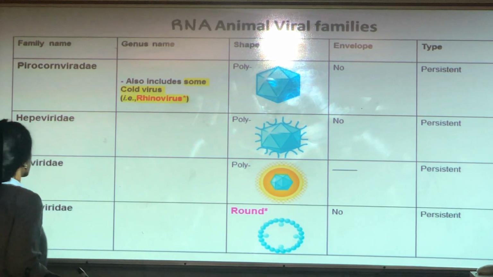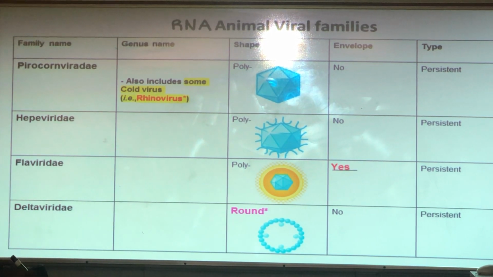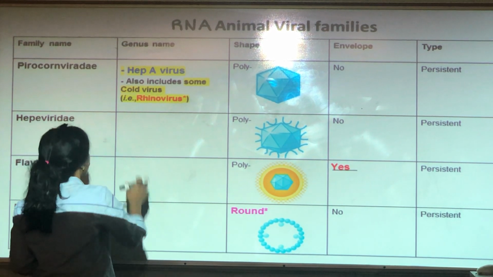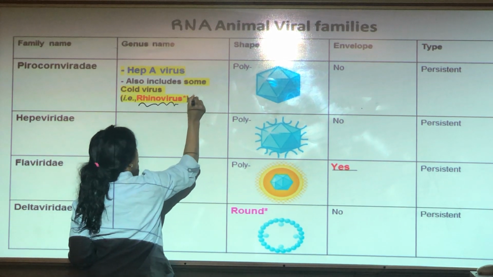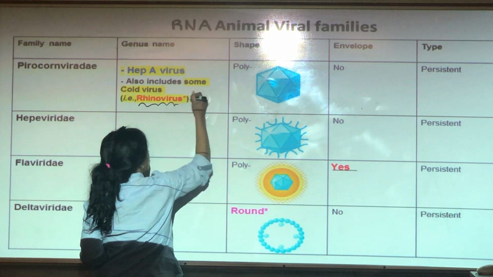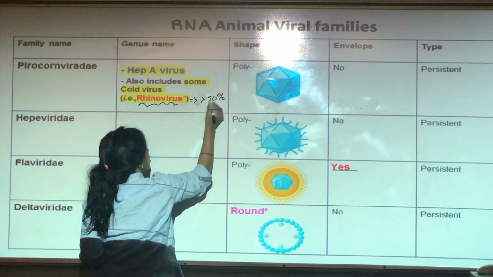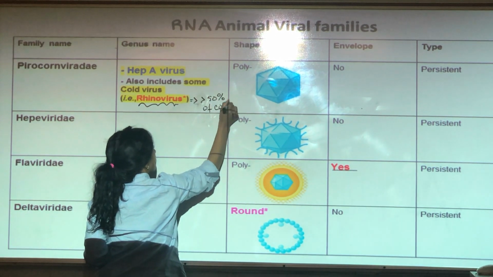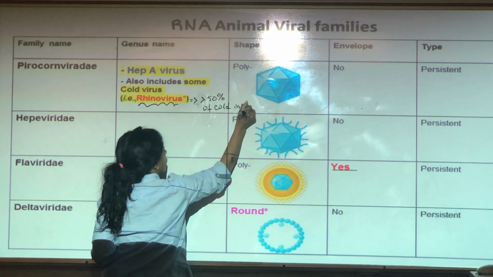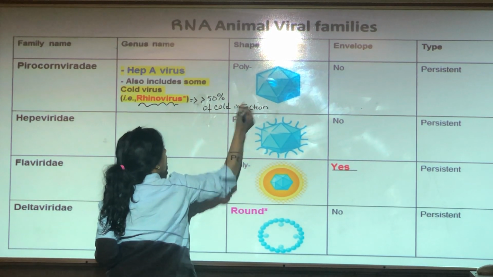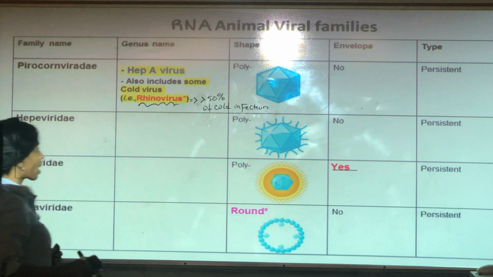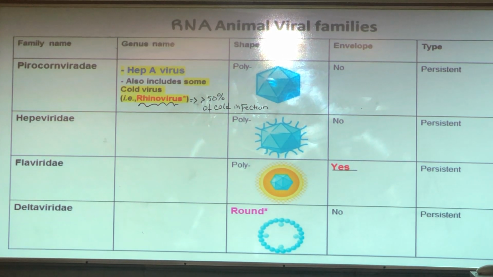So our last RNA viruses are on this slide. All right, so in the Pyrrhocornviridae family, we have hepatitis A, and hepatitis A is included here. We also have our cold virus, rhinovirus. It causes greater than 50% of cold infections. All right, these are our RNA polyhedral viruses.